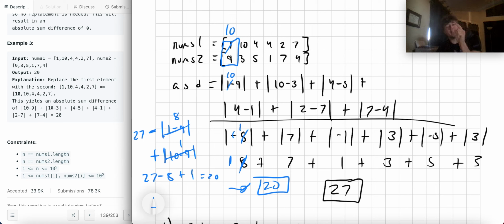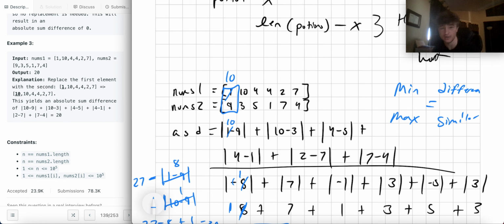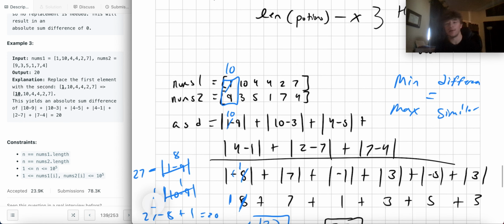Well, we want to minimize the difference, right? So if we want to minimize the difference between two things, we should make them as similar as possible, right? Min difference is the same thing as max similar. This is more of a logical concept here that I'm trying to articulate to you. Don't look at that above. That's from a different problem. Okay, the minimum difference is the same thing as the max similar, right?